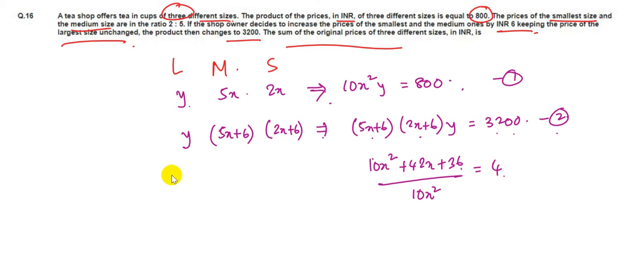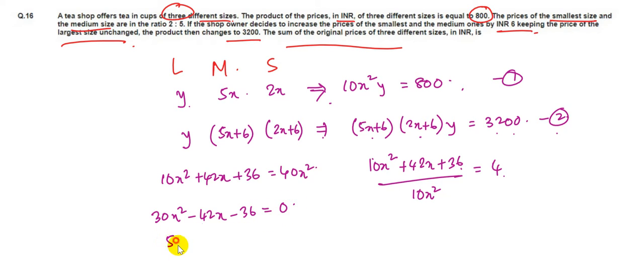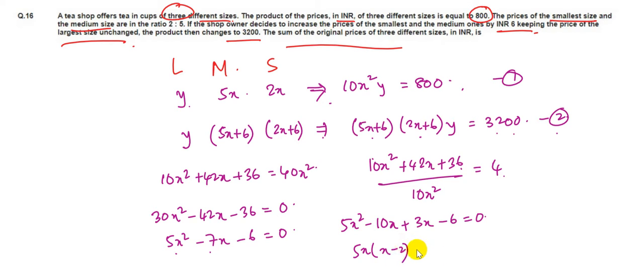So 10x square plus 42x plus 36 equals 40x square. Transposing everything to one side, we get 30x square minus 42x minus 36 is 0. Divide by 6, we get 5x square minus 7x minus 6 equals 0. Now this is a very simple one. 5 into minus 6 is minus 30. We have a minus 7, so it should be minus 10 plus 3. So 5x square minus 10x plus 3x minus 6 equals 0. So 5x into x minus 2 plus 3 times x minus 2 is 0. So x minus 2 times 5x plus 3 equals 0.